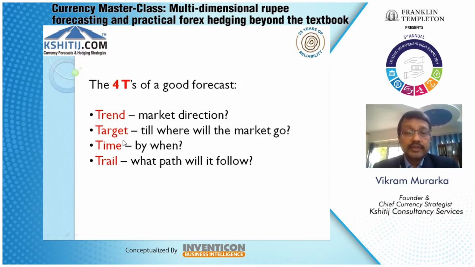The third question is time. By when? Kab tak jayega? This is a question that fewer number of people ask and even fewer answer. And the 4th T is the trail. What path will it follow? Will the market first go up before it goes down, or will it first go down before it goes up? What is the path that it will follow? Will it go straight up or go straight down? This is the trail. So these are the 4 T's. The time and the trail are not asked by most people, and very few people try to even answer this question.